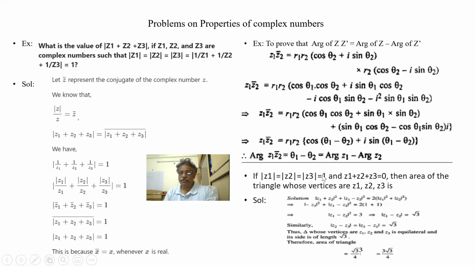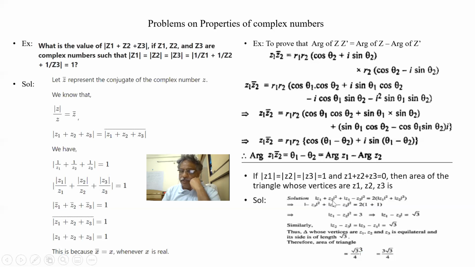If mod of Z is equal to 1 and Z1 plus Z2 plus Z3 is 0, here mod is equal to 1, 1 by Z1 plus 1 by Z2 plus 1 by Z3 is 0. Then what is the area of this triangle whose vertices are Z1, Z2, Z3? Now I want Z1 minus Z2, this side I will get. I want Z2 minus Z3, this side I will get. I want Z3 minus Z1, the third side. When I find three sides, I can find the area of the triangle. So now I am finding it.